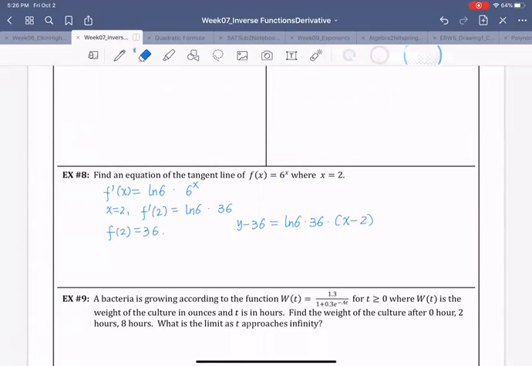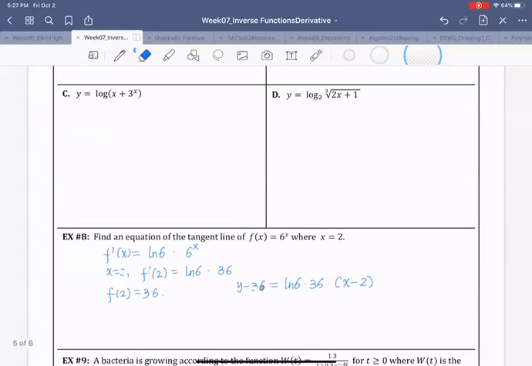Y minus 36, that's y. And then your f prime of 2 is your slope. So this is just point slope form. Very important format. And then your x is 2, so you just do x minus 2. So this is going to give you your tangent line equation, right? So you already have it. That's the equation.